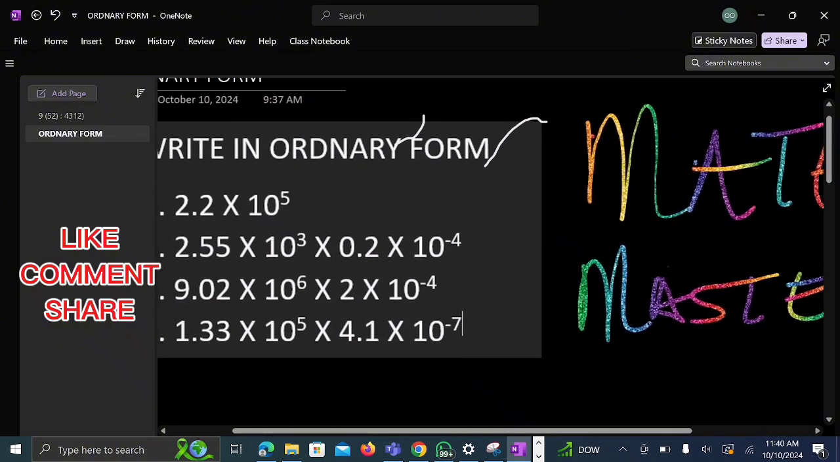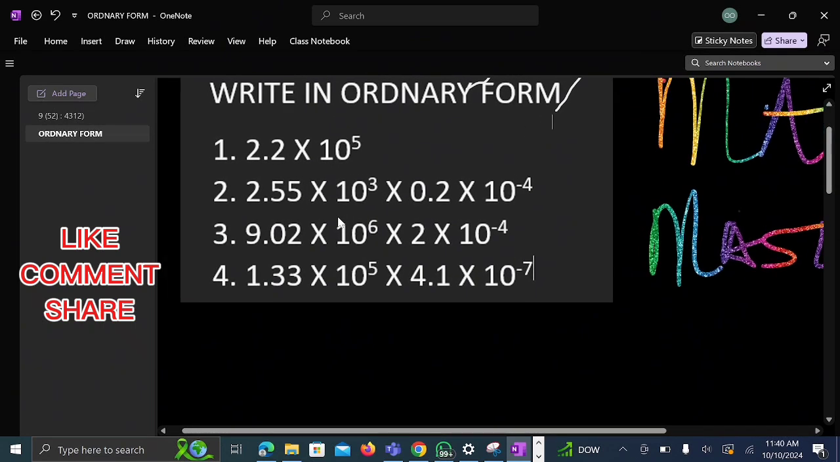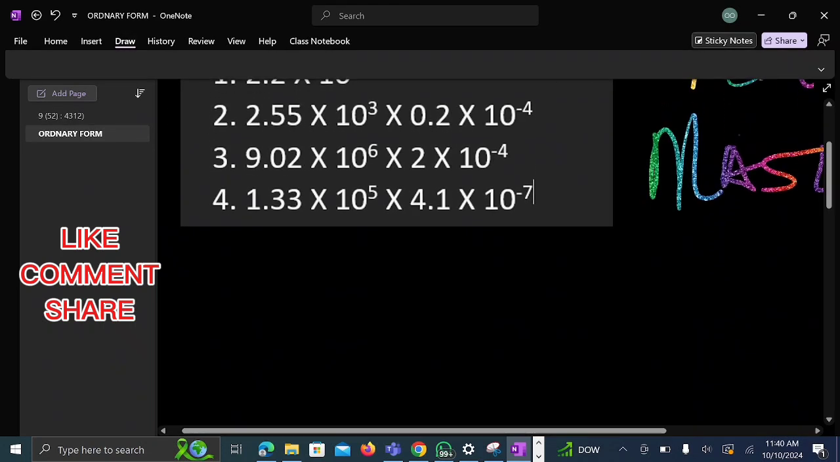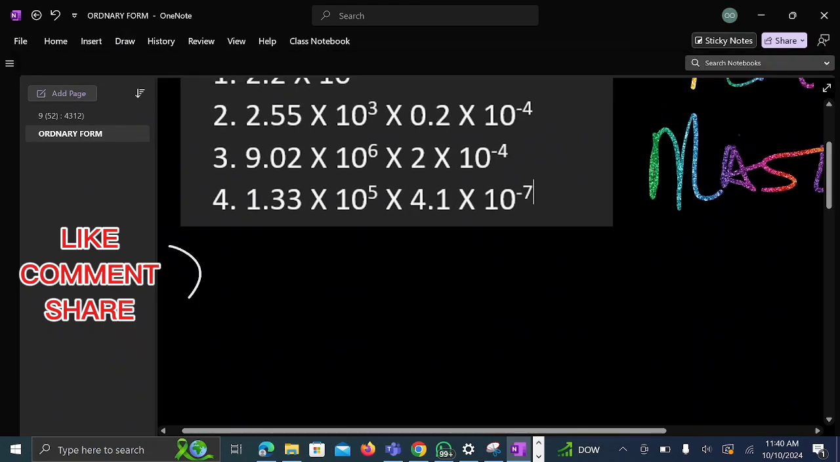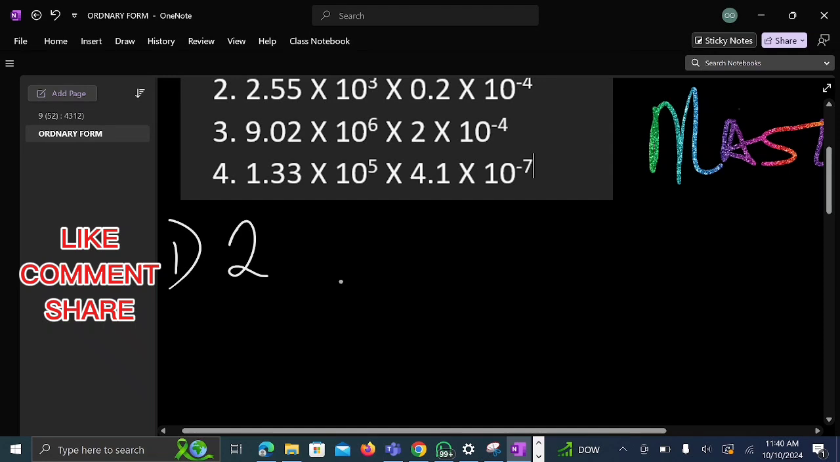Rewriting in ordinary form means we get rid of this power, and at the same time this decimal will be relocated. So let's get going. We have the first question. Question 1 is 2.2 times 10 to the power of 5.